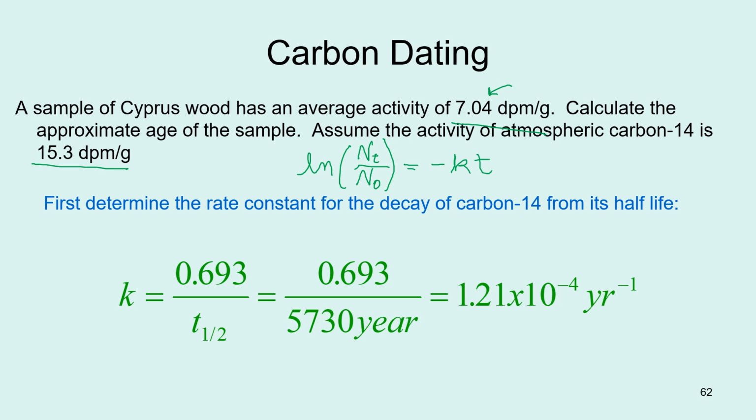I just wanted to point out, we said that 15.3 is about what it is when the tree's alive, and you can see that this is a little bit less than half. 7 out of 15 is a little bit less than half. 7.04 is less than half. So what that means is we're a little bit past the half-life.